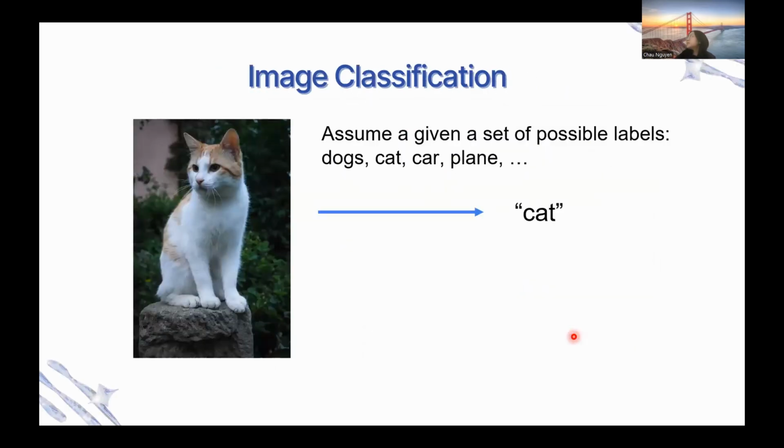So, okay. For image classification, it's very simple. Assume we have a given set of labels beforehand: dogs, cats, car, plane. We give it an image, and we hope that the model can learn enough spatial information from it to say, oh, that is a cat. But then again, how does the model see an image, right?